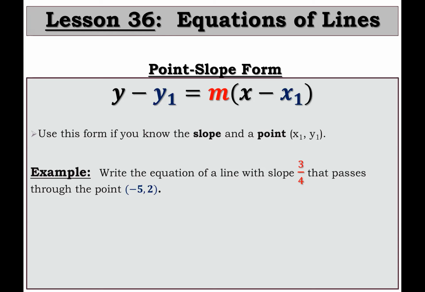So this equation or formula called point slope form is useful if what we're reading right here, which says it's useful if you know the slope and a point. So in other words, use this form or formula if you know the slope and a point on your line, and your point would be labeled as x1, y1.